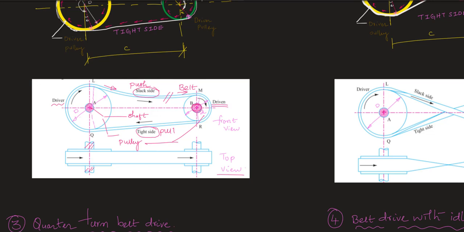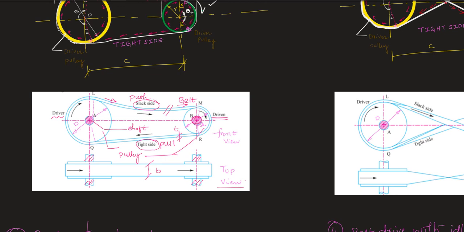Here you can also see the top view of this particular figure. In the top view, you can clearly see the shafts. This is a driver shaft and this is a driven shaft. Now this one is the width of the belt, that is represented with B. And this will be the thickness of our belt, that is represented with T.